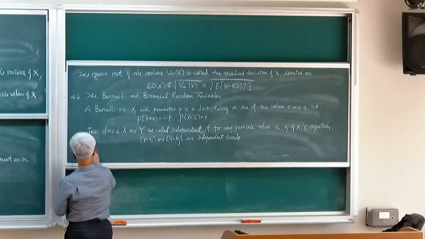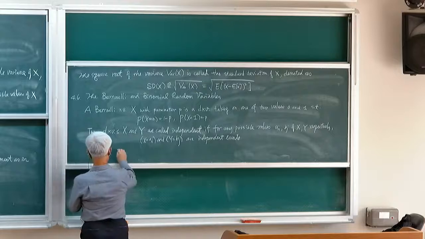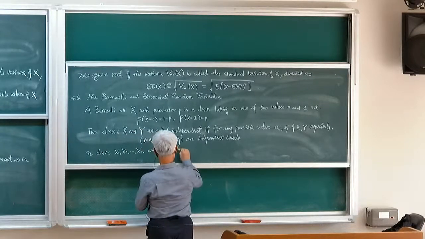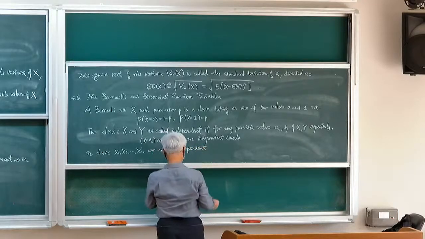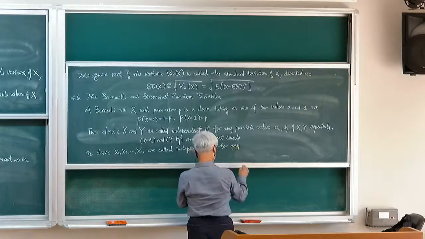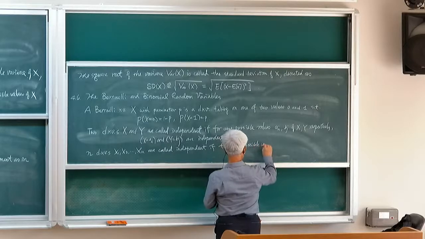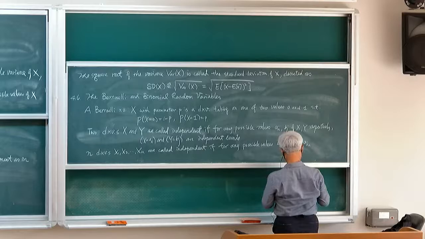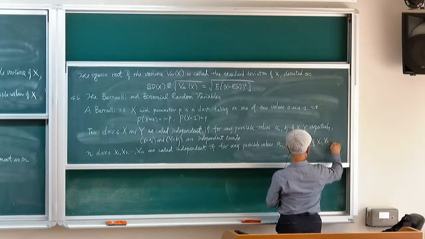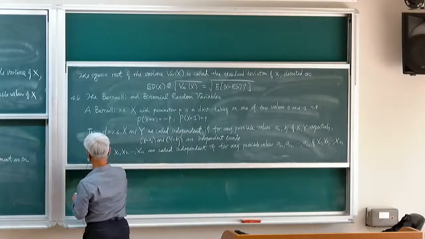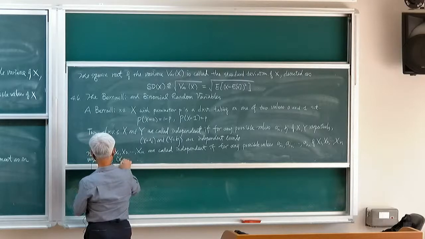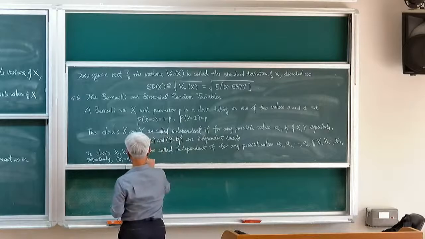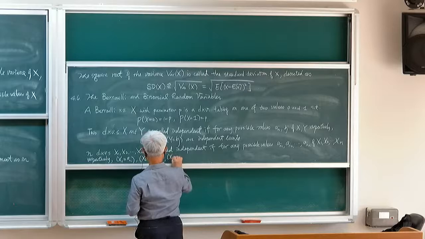Okay, so this is true. If we have n discrete random variables called x1, x2, up to xn, they are called independent if for any possible values ai1, ai2, up to ain of x1, x2, up to xn, respectively, then x1 equal to ai1, so this is a basic event described by x1, x2 equal to ai2, up to xn equal to ain.